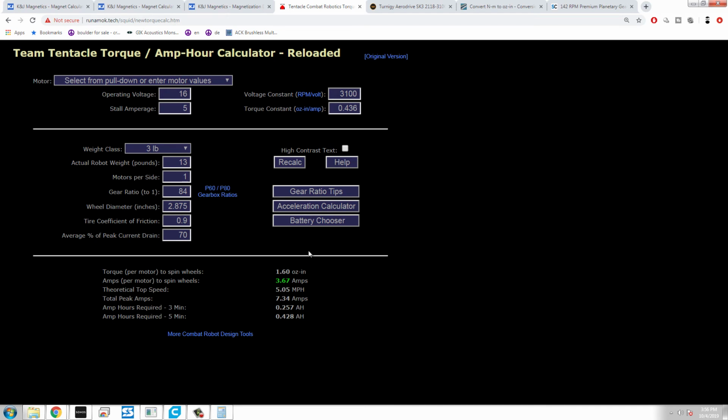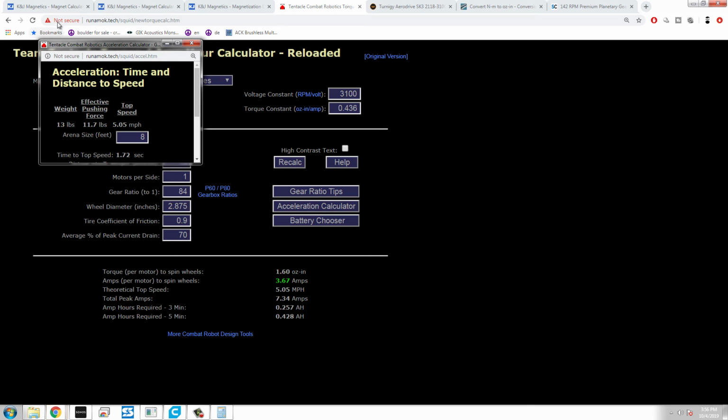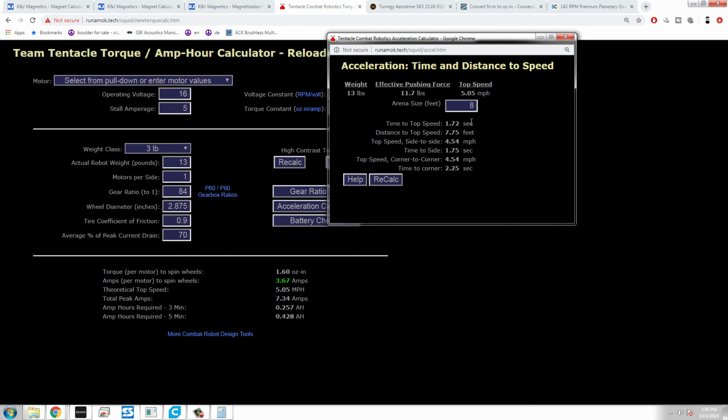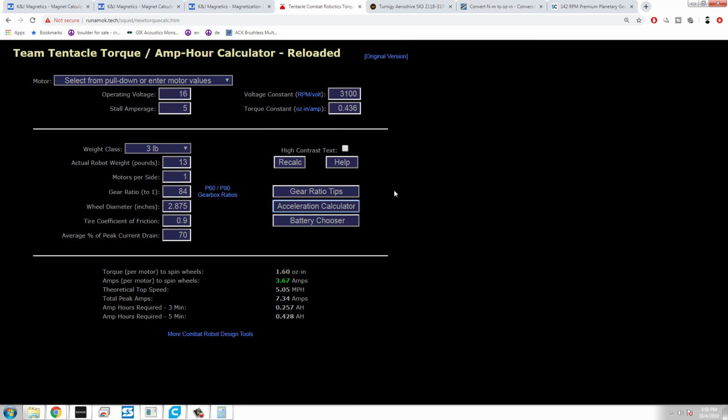So it's really that simple. You can click on the acceleration calculator and kind of get some other ideas. In a 12-foot arena, let's say, it's gonna take us 2.35 to get side to side, things like this. It's a lot of interesting things that you can figure out, and our effective pushing force is gonna be 11.7 pounds. So that's really all there is to it.